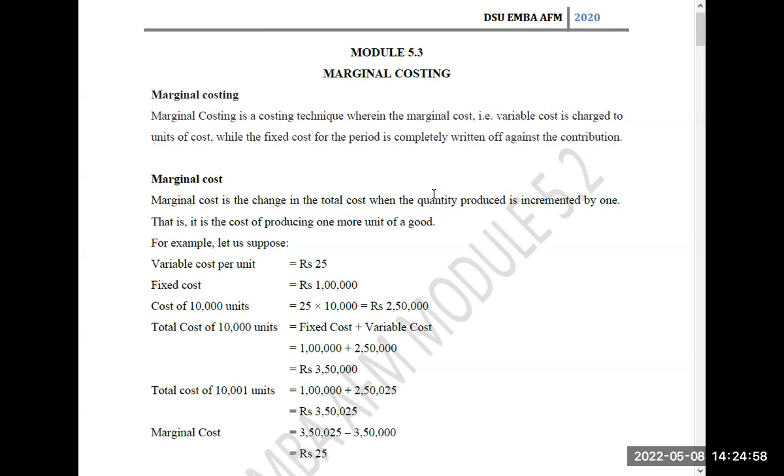Now look at this sentence given here. There is a word called contribution. What is contribution? Contribution is nothing but sales minus variable cost. Selling price minus variable cost is equal to contribution. If you subtract fixed cost from contribution, you are going to get profit. I'm introducing a term here, contribution. Contribution is the selling price of one unit minus the variable cost. In my example, assume 40 rupees is the selling price per unit. What is the variable cost for one unit? 25 rupees. So sales price minus variable cost is equal to contribution.